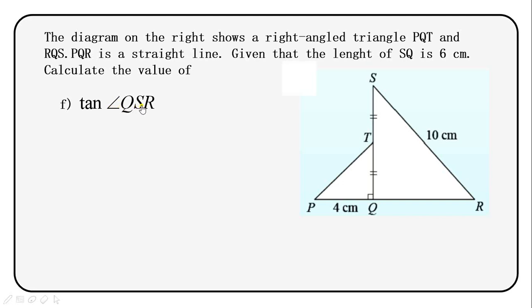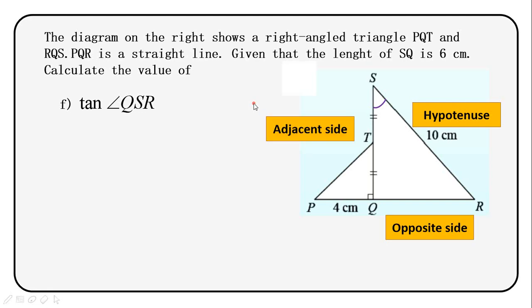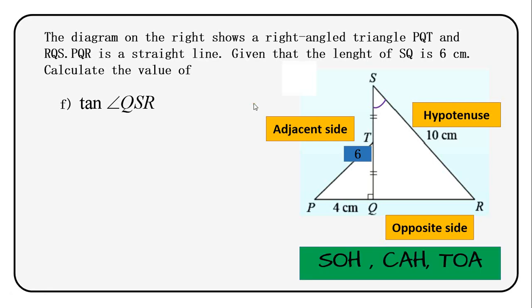Next, tangent QRS. Now, let's look at angle S here. So, identify the hypotenuse, the opposite side, and the adjacent side. So, SQ is 6, remember the formula. Tangent equals opposite over adjacent. Opposite is 8, adjacent 6. So 8 over 6. We simplify this to the simplest form. Then we get 4 over 3.